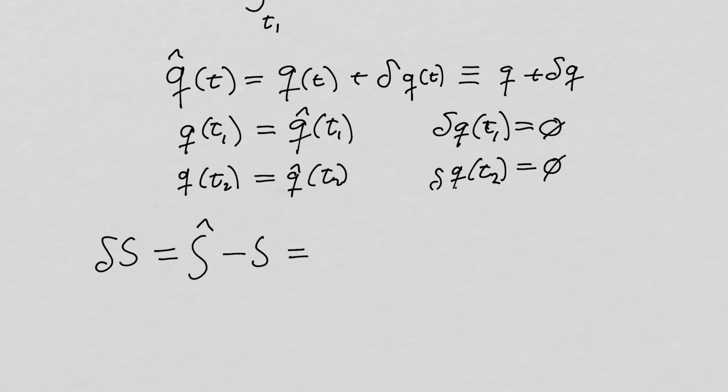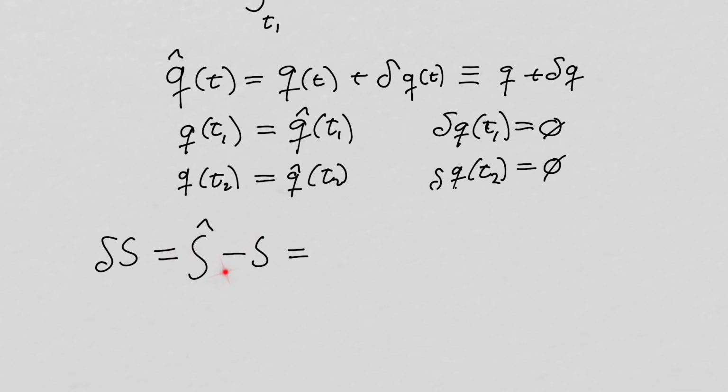The variation in the action, right, is the difference between the action you would calculate if you could calculate it for the varied path minus the action calculated for the true path. Now, if the true path is a minimum, then this variation is going to be zero even to first order, because this is a minimum. That's the way minimums work, right? You vary around the minimum and you don't really change much as long as the variation is extremely small, right? Is infinitesimal.